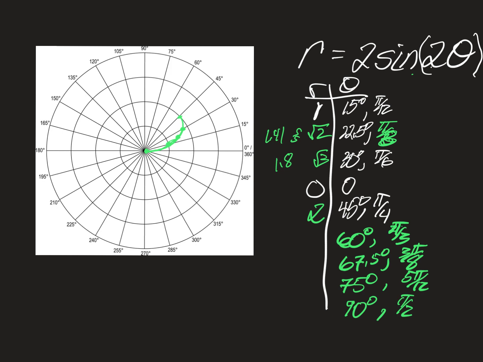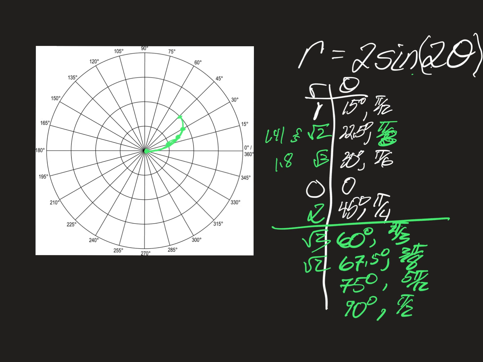Sine of 2 pi over 3 is still square root of 3 over 2, so you get the square root of 3. And then you plug in 67.5 degrees, or 3 pi over 8, you get 6 pi over 8, which is 3 pi over 4. The sine of that is square root of 2 over 2, and that would then give you the square root of 2. So notice the numbers are repeating, but in reverse.